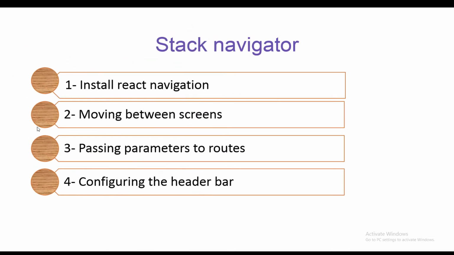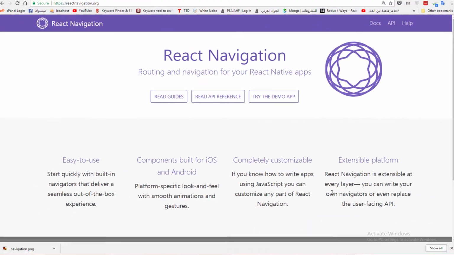So let's go to the practical steps. In the first type, we will discuss four subjects. We will learn how to install React Navigation, moving between screens, passing parameters to routes, and finally, how to configure the header bar. So enough talking, let's go into practicing.